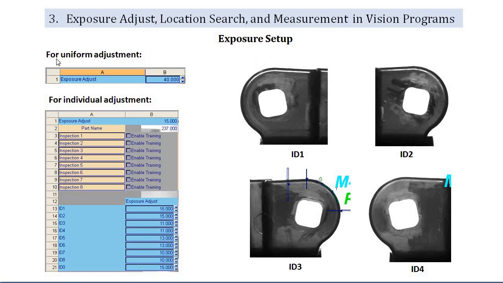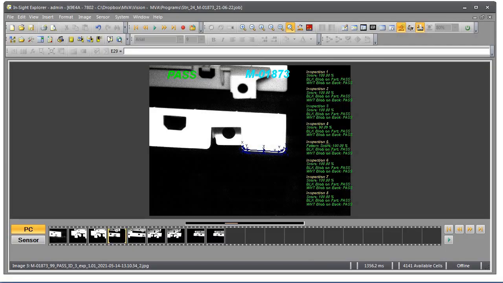For some programs, there is only one exposure control in a program. For such programs, the adjustment is located at cell B1. For instance, we'll take a look at this program. This is a program for mode 1873, runs at machine 24.